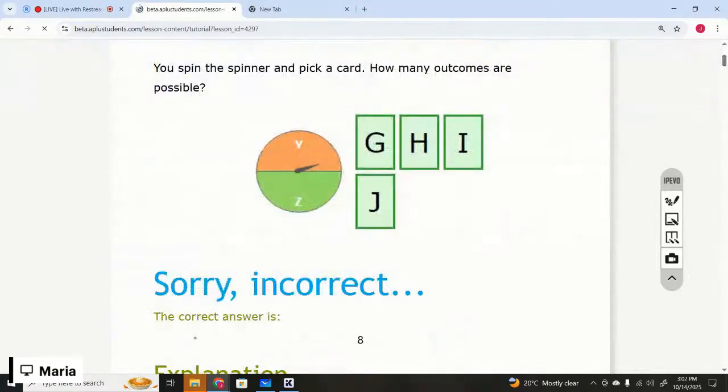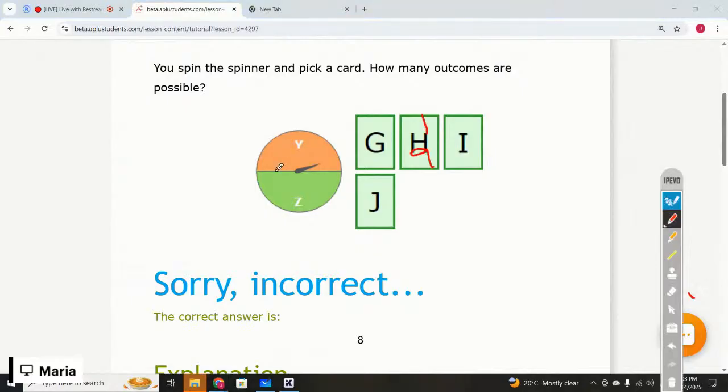Okay, you spin the spinner and pick a card. How many outcomes are possible? So they are the compound events. Compound events means more than one event. You need to calculate the total outcomes, so you need to multiply the outcomes of both the events. Like for this spinner, you have only two outcomes, and for the cards, you have total four outcomes. So you have to do 2 times 4, that is 8. The correct option is 8.